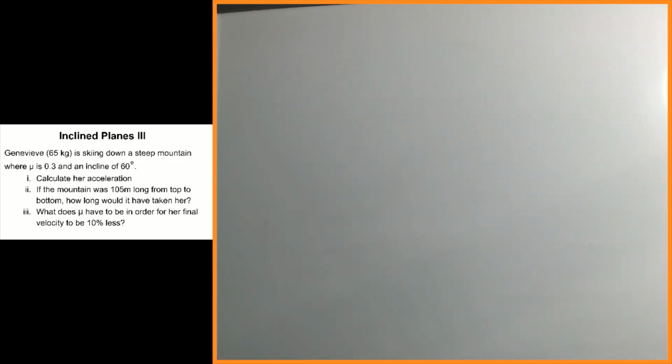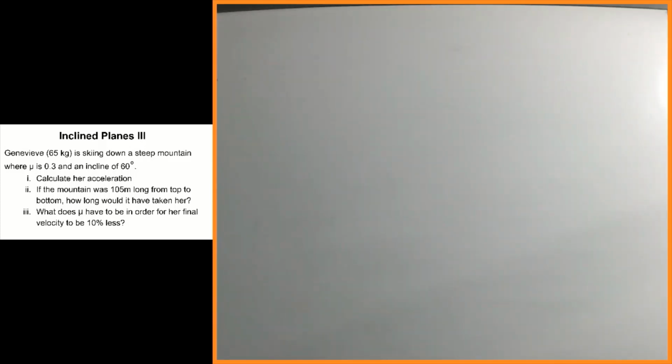So let's get started. The question is: Genevieve, 65 kilograms, is skiing down a steep mountain where mu is 0.3 and an incline of 60 degrees. Calculate her acceleration, and if the mountain was 105 meters long from the top to bottom, how long would it have taken her? And what does mu have to be in order for her final velocity to be 10% less?